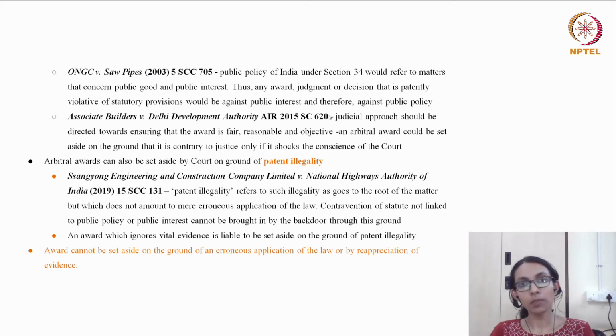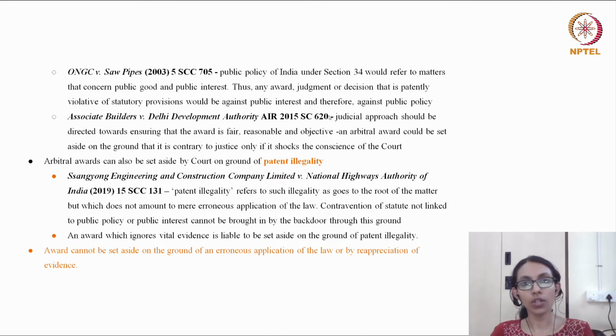The ground of public policy of India under Section 34 has been interpreted by the Supreme Court in a significant number of judgments. In ONGC versus Saw Pipes, for instance, the Supreme Court has categorically laid out that public policy of India under Section 34 would refer to matters that concern public good and public interest. So the court itself gave an illustration as to what would amount to a matter involving public interest.